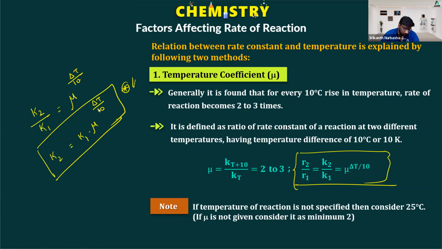This is the formula used to calculate rate constant at different temperature. Whenever a mu value other than 2 is given to you, you have to use this relation. Is everything clear so far? Yes, sir.